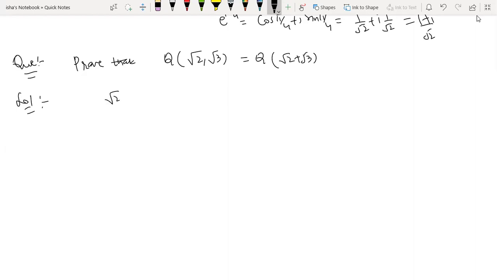So root 2 and root 3 both belong to this, because that is the definition. We know how the elements look. We know they are present. So it implies their sum is also present.